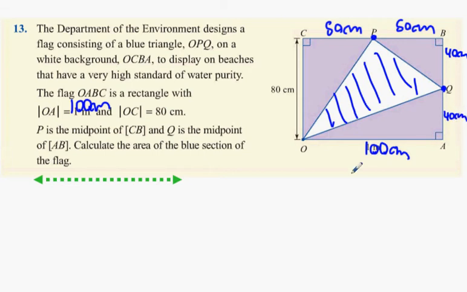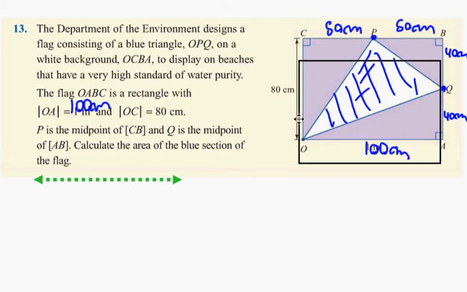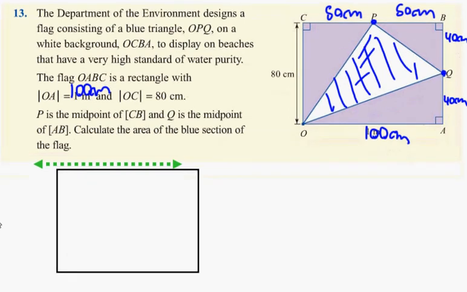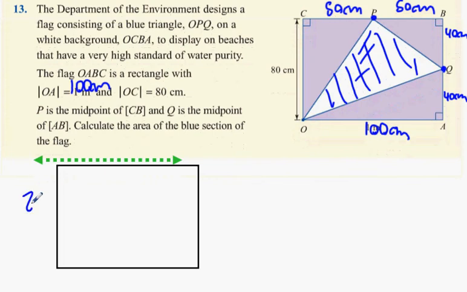Now here's what we're going to do. We're going to find the area of the blue section. What I'm going to do is this, guys. First thing I'm going to do is get the area of the full rectangle. So the full rectangle would be this area here. That's the rectangle. And what that's going to be is 80 times 100. What's 80 times 100? 8,000 centimeters squared.